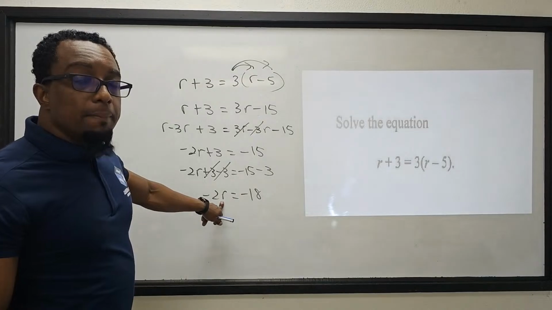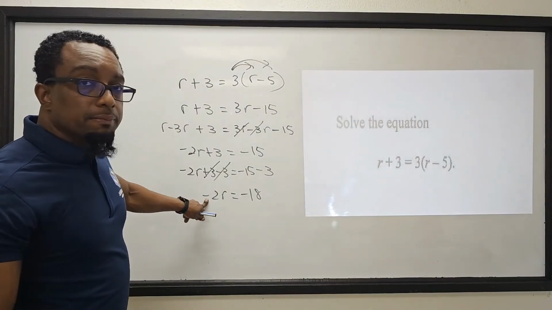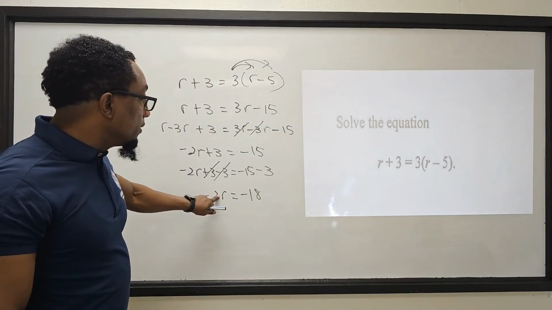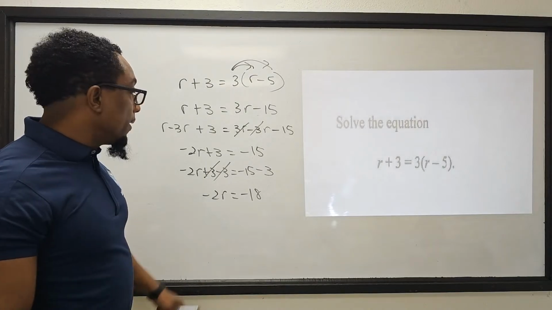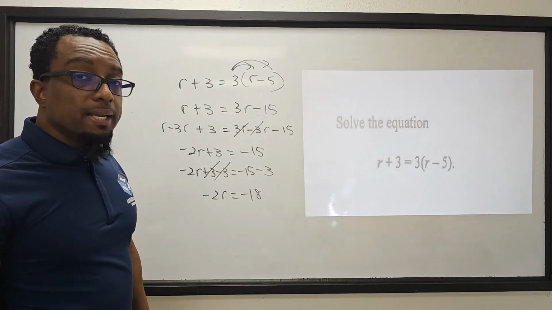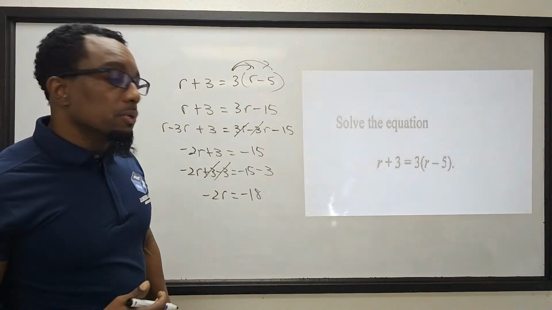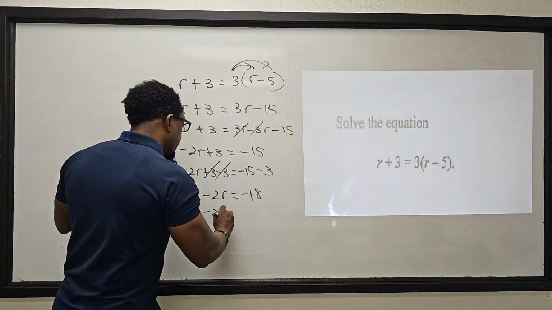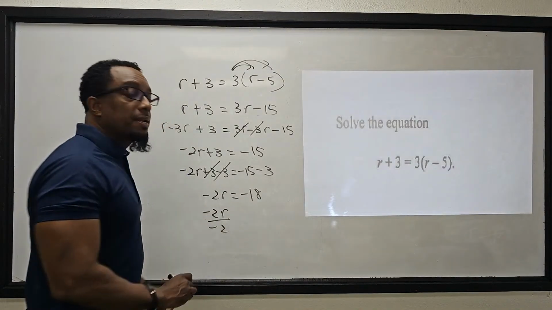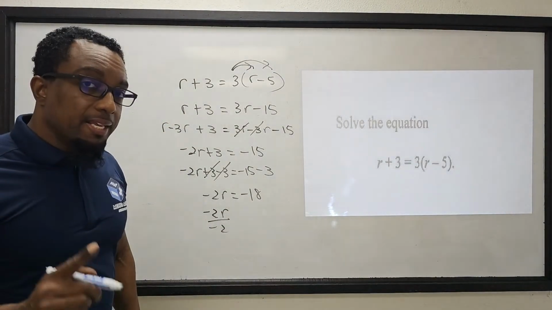But then to get r by itself, you want to remove negative 2. And this is negative 2 multiplied by r. A multiplication sign is understood between negative 2 and r. What's the opposite of multiplication? Division. So you can just simply divide negative 2r by the number in front of r, which is negative 2.